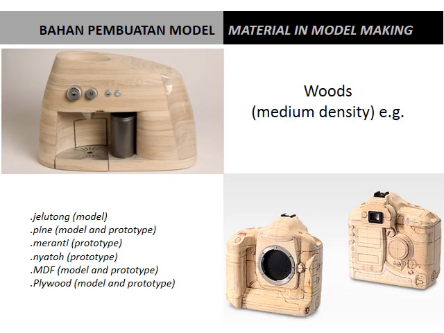All right, this is wood. Basically, we use a medium density type, and it comes in the form of jelutong, pine, meranti, nyatoh, MDF, and plywood. So this is also really helpful in making models.